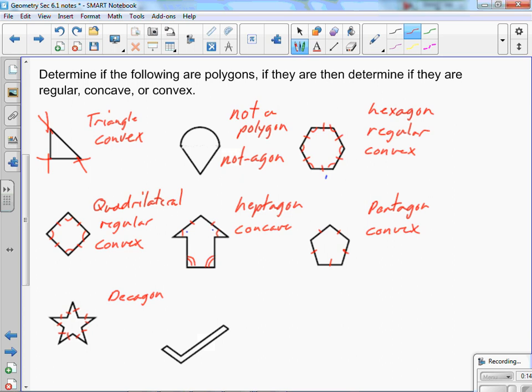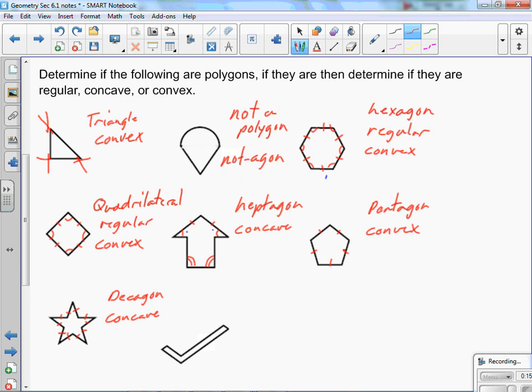5 points to the star. Each point's made up of 2 sides, so that's 10 sides. So a decagon. All the sides are congruent, but not all of the angles are congruent there. So we can't say that it's regular. Is it concave or convex? Concave.